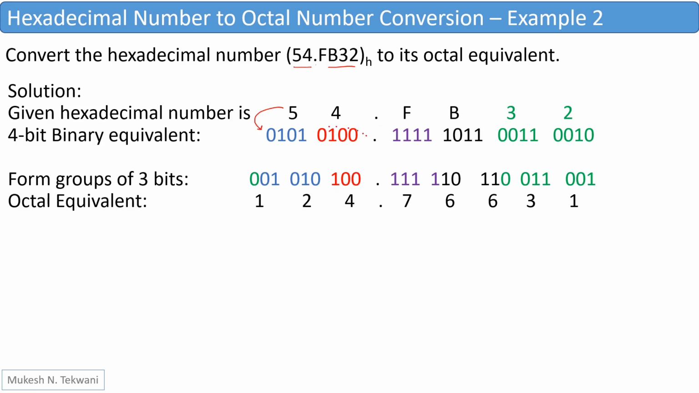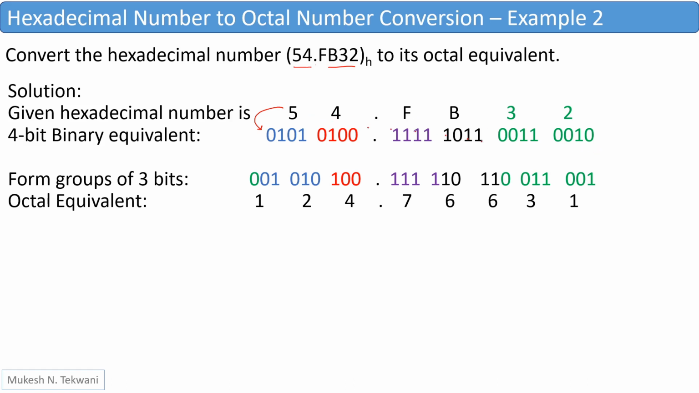So 5 can be written as 0101, 4 can be written as 0100, the point is kept as it is, F can be replaced with its binary equivalent 1111, B can be represented with its binary value 1011, 3 is 0011, and the digit 2 can be written as 0010.